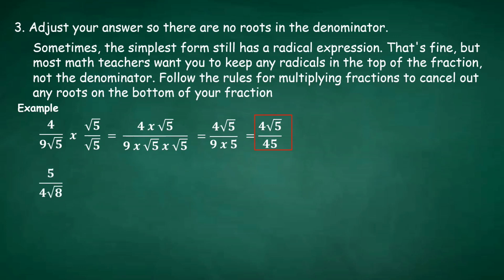Next, 5 over 4 square root of 8. So multiply both numerator and denominator by square root of 8. 5 times square root of 8 is equal to 5 square root of 8.